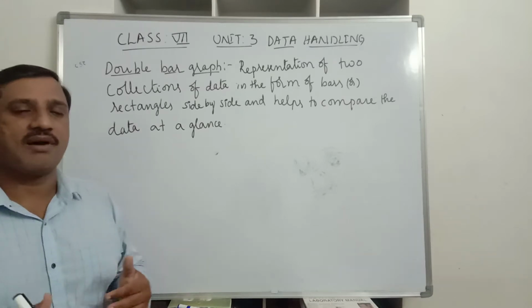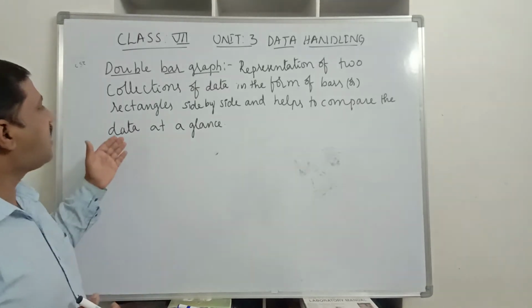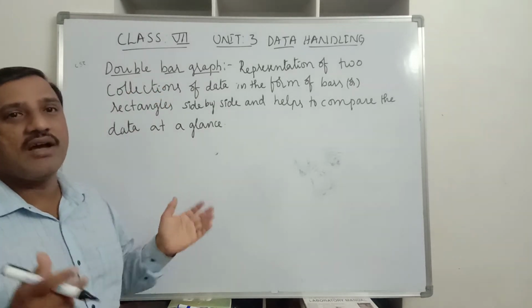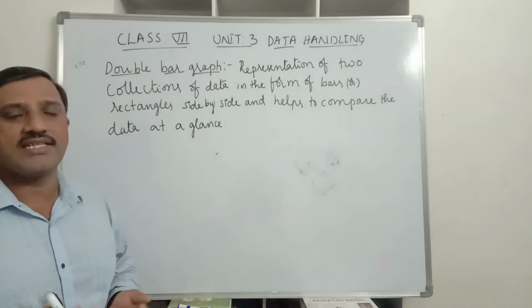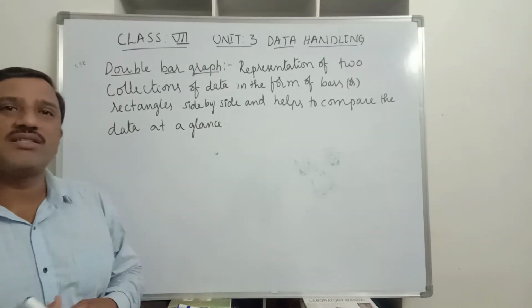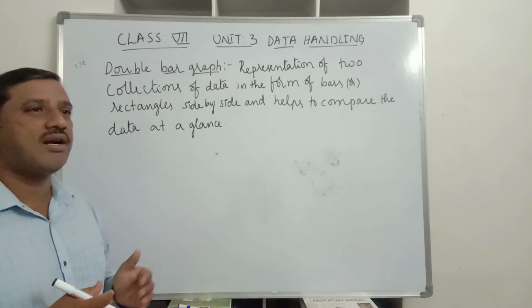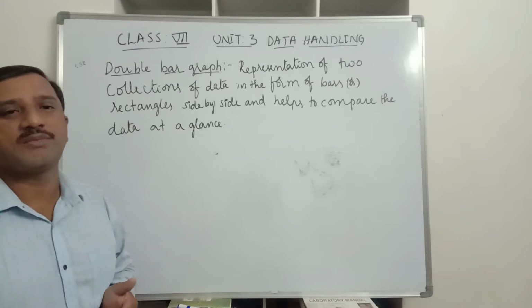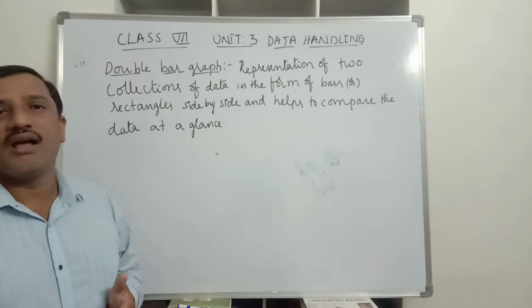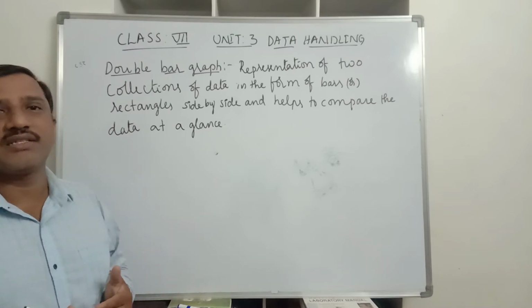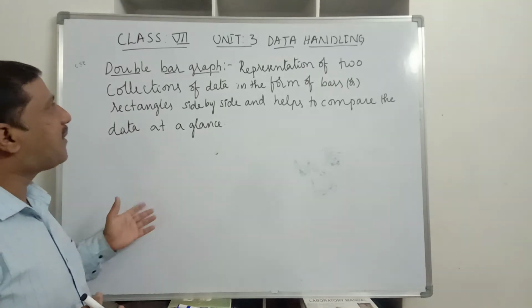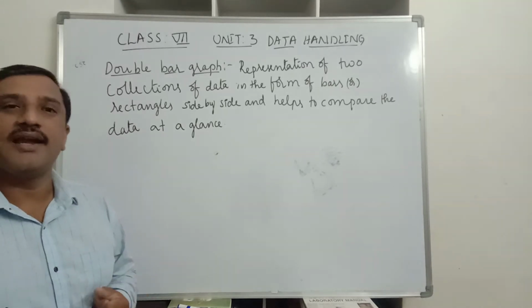As I mentioned some of the examples, that data can be represented in the form of a double bar graph. So where do we come across this? See, when a survey is conducted about sports, some people are interested to watch sports, some people are interested to play sports. So in that survey we can compare which sport is watched more, or which sport is their favorite. Like this we can compare the data using the double bar graph.